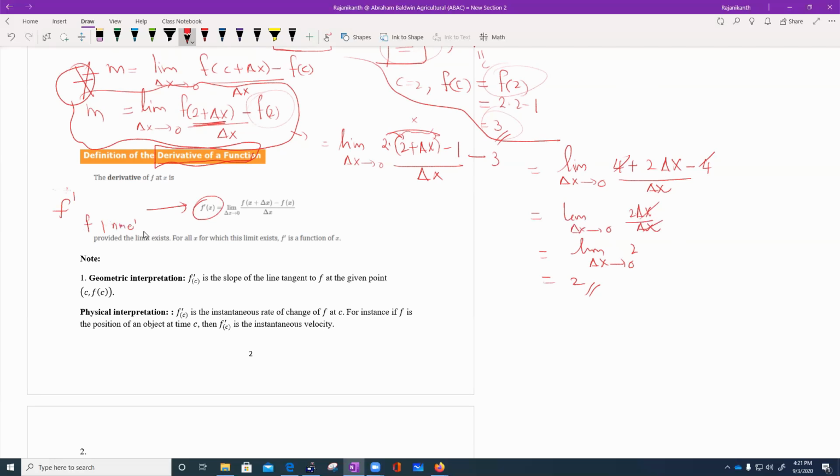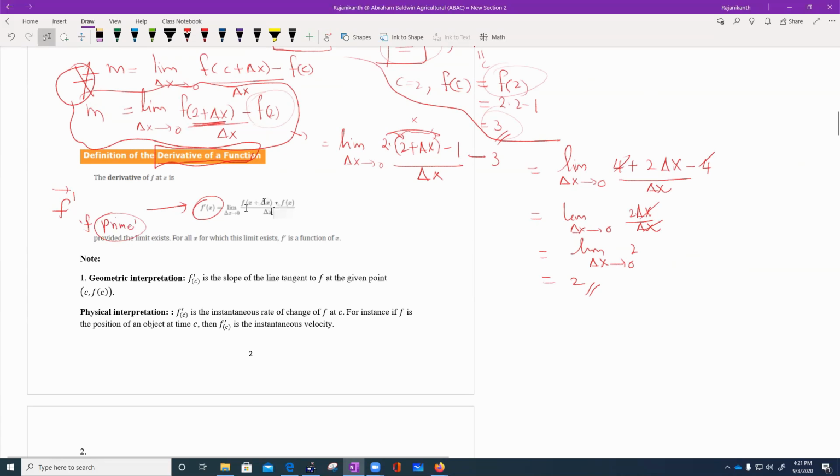Okay, so this notation stands for a prime. Prime means nothing but the derivative of function f. So f prime x means the derivative of function f at the given point x. The definition says that the derivative of the function f at the given point x is simply f prime x, which equals the limit as delta x goes to 0 of f of x plus delta x minus f of x over delta x.